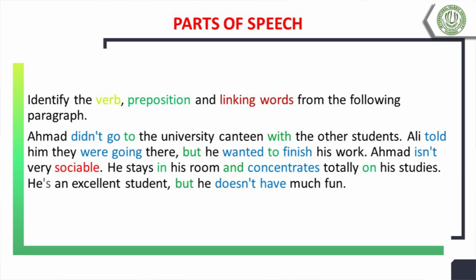First, we look at this paragraph. Ahmed didn't go to the university canteen with the other students. In this first sentence, Ahmed, canteen and students are nouns. In the second sentence, Ali told him that they were going there, but he wanted to finish his work. Ali is a noun. In the third sentence, Ahmed is not very sociable. Again, Ahmed is a noun.